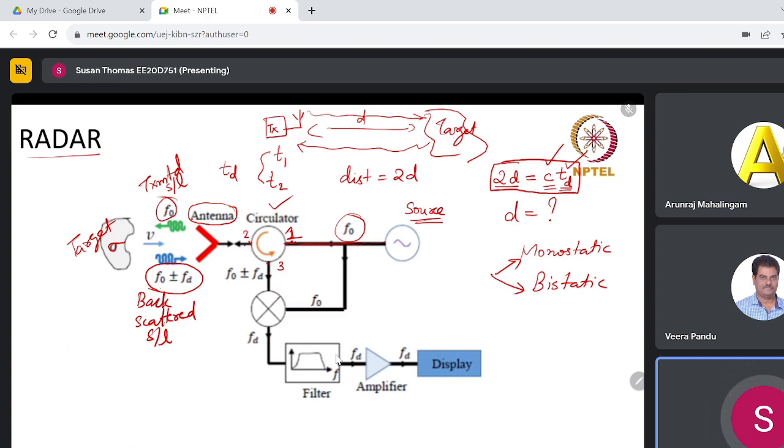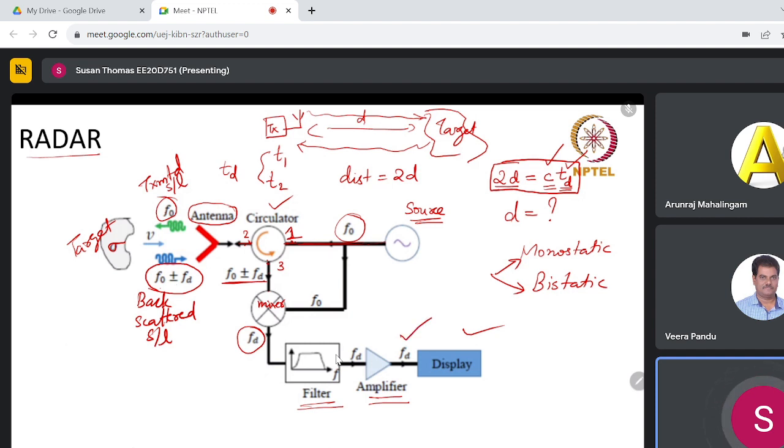Then coming back, it comes to which port? Port number 2. Once it is incoming to port number 2, it gets transmitted to port number 3. At port number 3, the frequency is F0 plus or minus Fd. Now, this is a mixer. At the mixer, it is mixed with F0 and you will extract Fd, the Doppler frequency. The Doppler frequency will be filtered, further amplified and then displayed. So this Doppler frequency will be calculated.